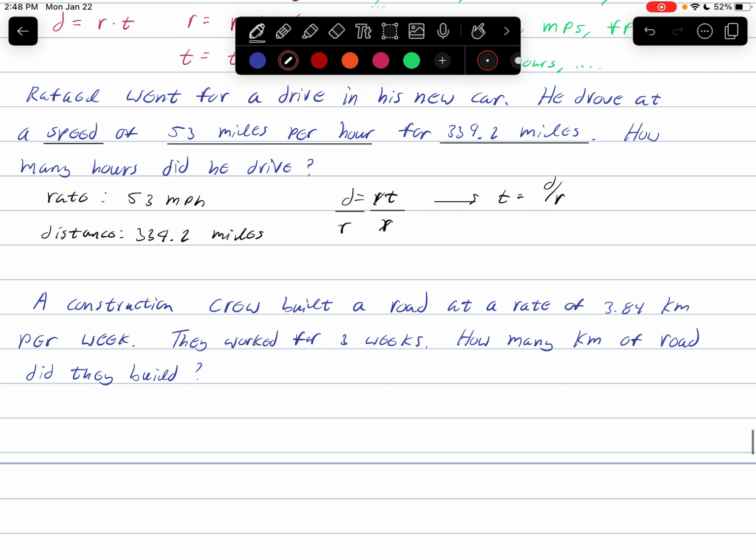In this case, we have T is equal to our distance, which is 339.2, divided by our rate, which is 53. Let's use a calculator for this one, because I'll admit that I can't do this one in my head. 339.2 divided by 53 is going to give us 6.4. So he drove for a total of 6.4 hours.